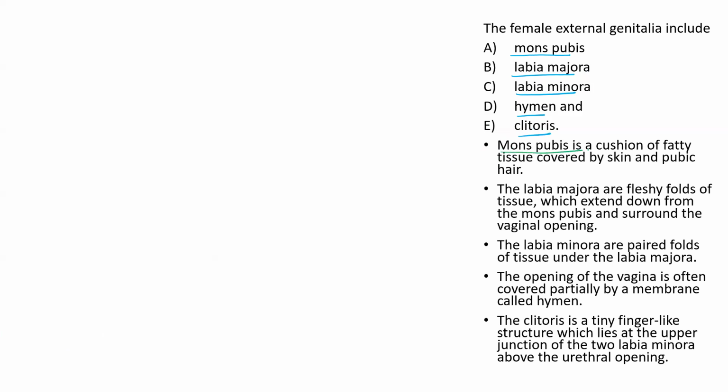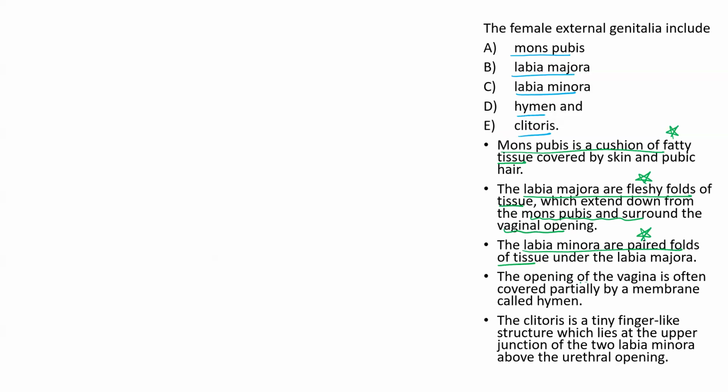Mons pubis is a cushion of fatty tissue. Labia majora is a fleshy fold of tissue. And labia minora is a paired fold of tissue. So please understand where is the fleshy fold of tissue, where is the paired fold of tissue, and where is the cushion of fatty tissue. Clear? Majora extends down from the mons pubis and surrounds the vaginal opening. Labia minora is under majora.